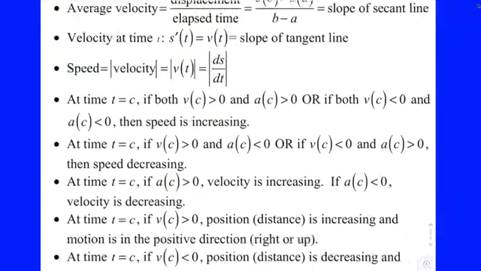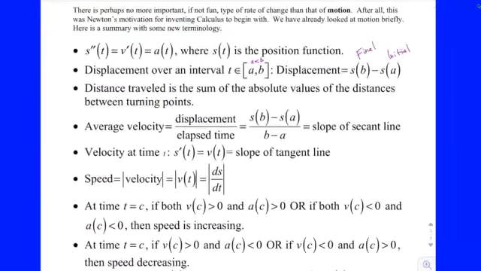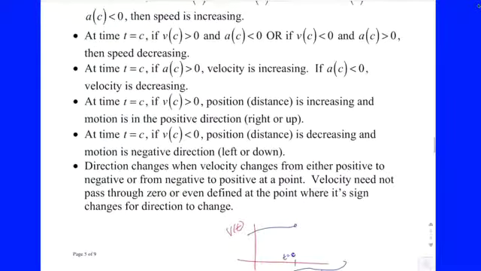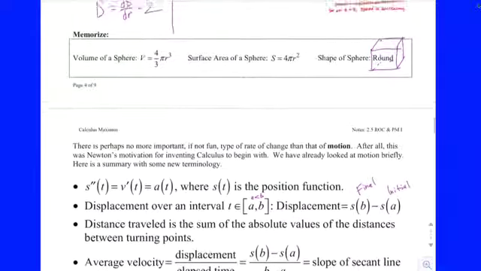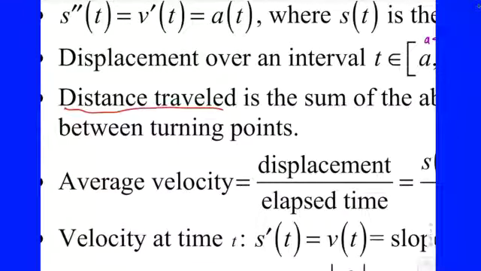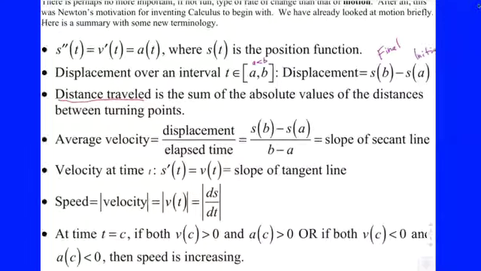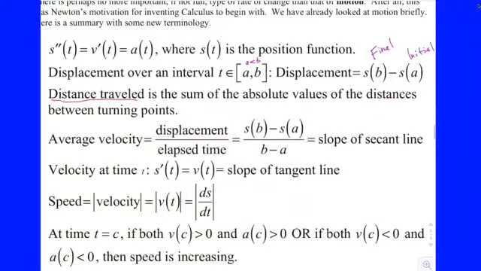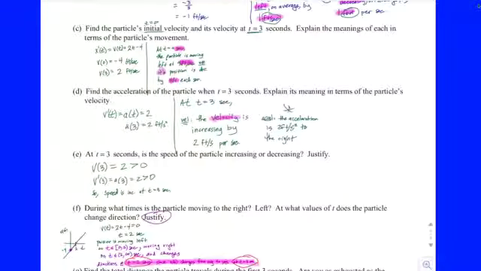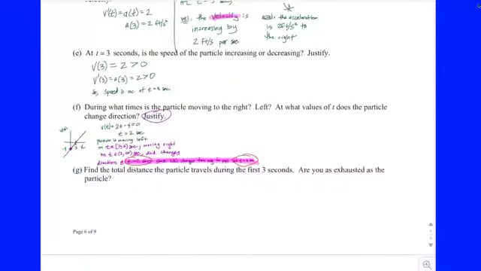Well, we come back up here. It says that the total distance traveled, it's up here somewhere. Distance traveled is the sum of the absolute values of the distances traveled, or the displacements between turning points. All right, so we need to know where it turned around. Do we know where it turned around?